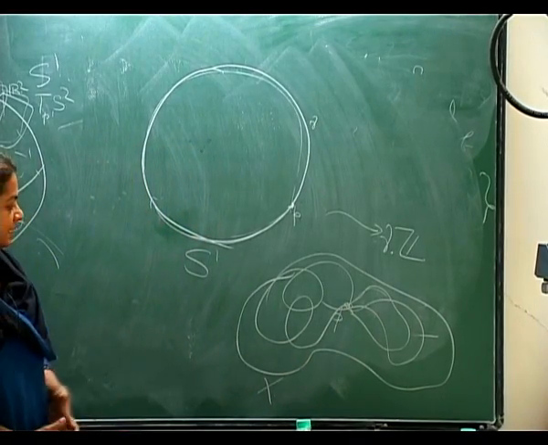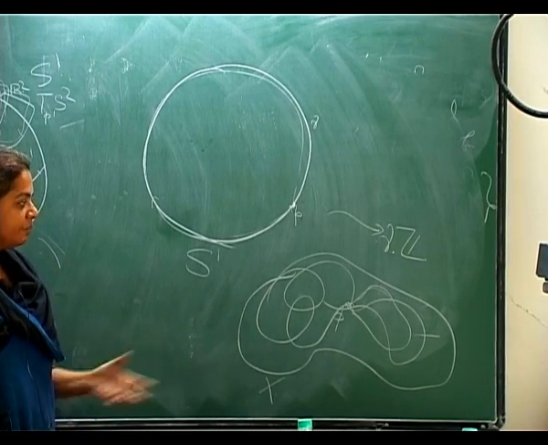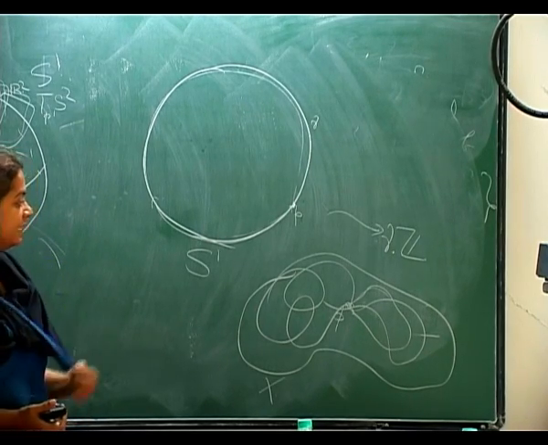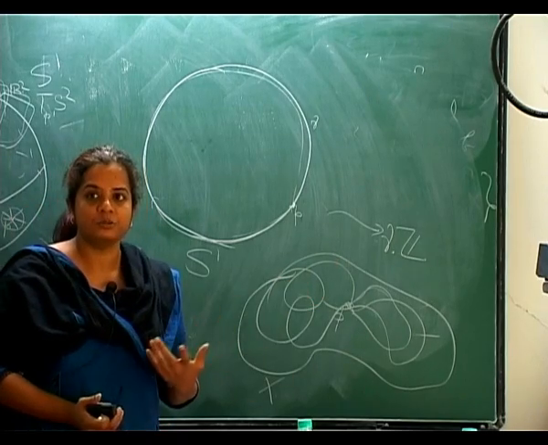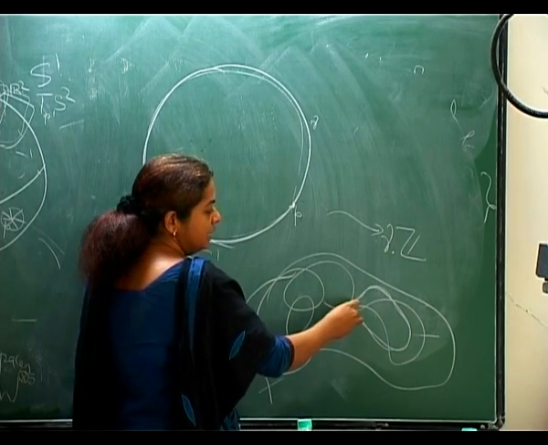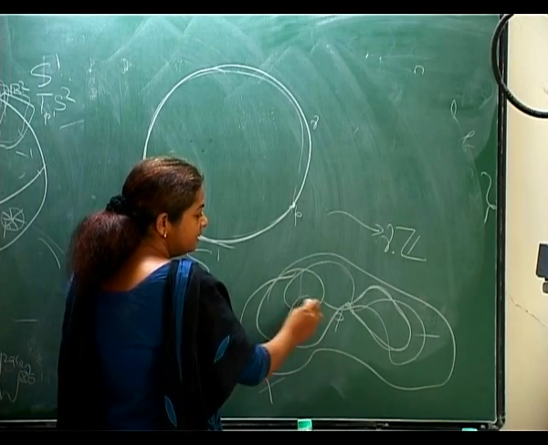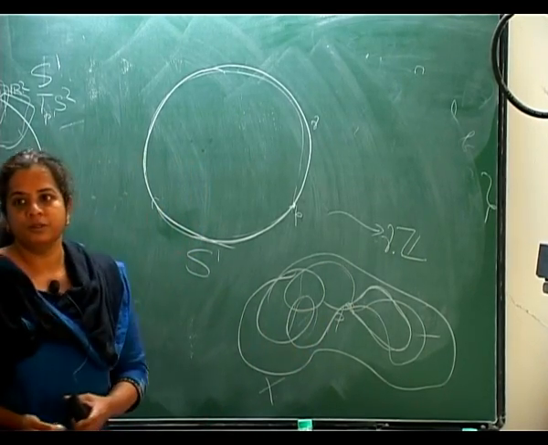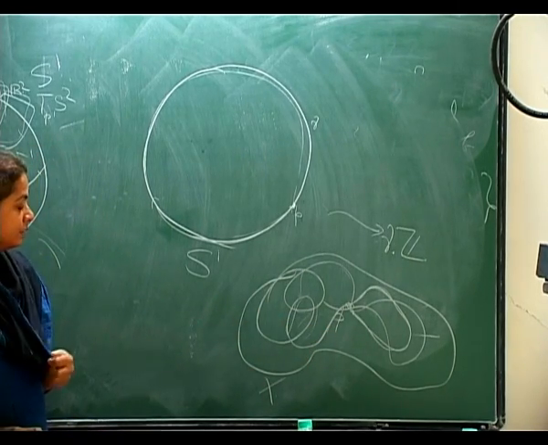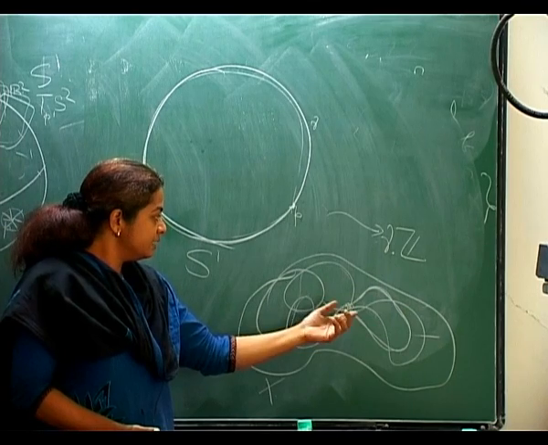If your space looks like something like this, this is going to be a very big set, and now you can put a group operation on it. Namely, if I take two loops, I can add them just by following the first loop, and then if I want to add the second loop, I just concatenate with the second loop here. That is still going to be a loop based at this point. So this is the addition of loops.